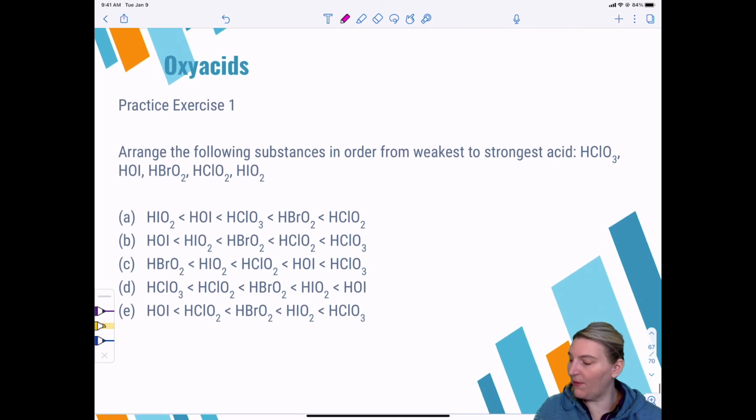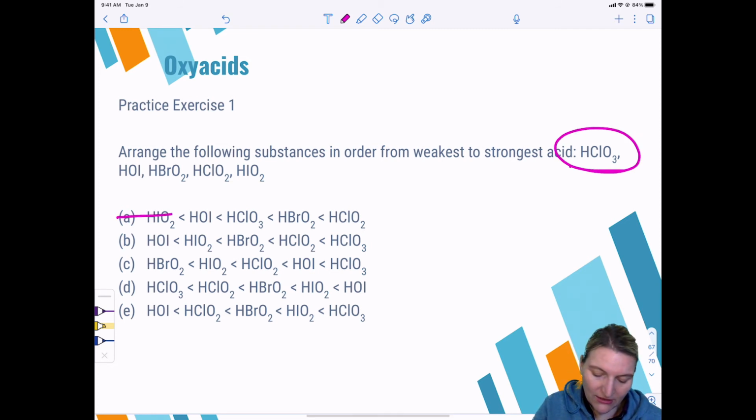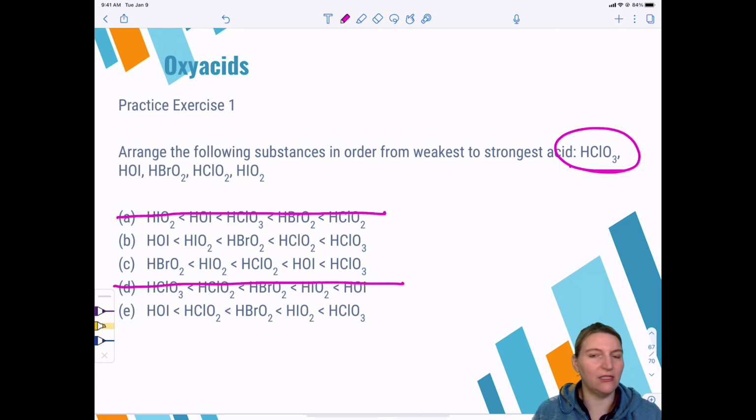So here we have a couple of practice problems. The first one says, arrange the following substances in order from weakest to strongest acid. So I already know HClO3, right? That's a strong acid. So I'm going to cross out A because that doesn't end with HClO3. And I'm going to cross out D because that doesn't end in HClO3. So then I have to look back at what are the other ones.